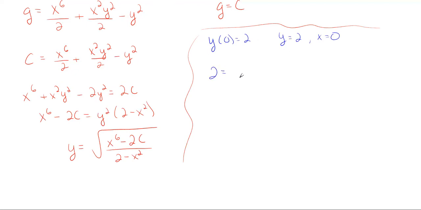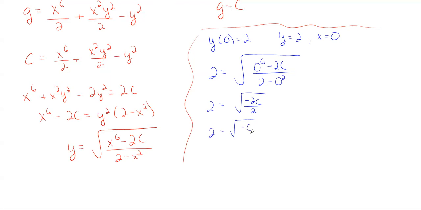So we would have 2 for our y is equal to the square root of 0 to the 6th minus 2 times my constant, divided by 2 minus 0 squared. Well, this becomes a little bit easier here because it becomes 2 is equal to the square root of minus 2 constant over 2. So 2 is equal to the square root of minus constant. If we just square each side, we have 4 is equal to minus constant. Then my constant is equal to minus 4.